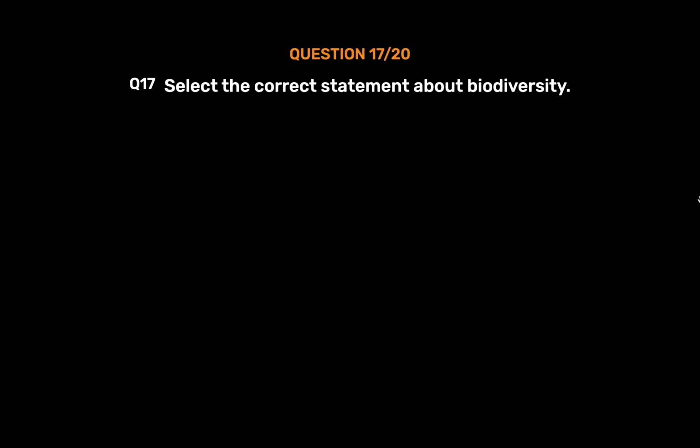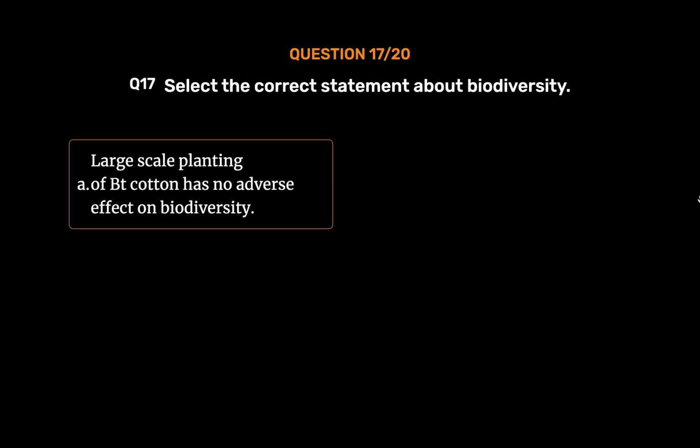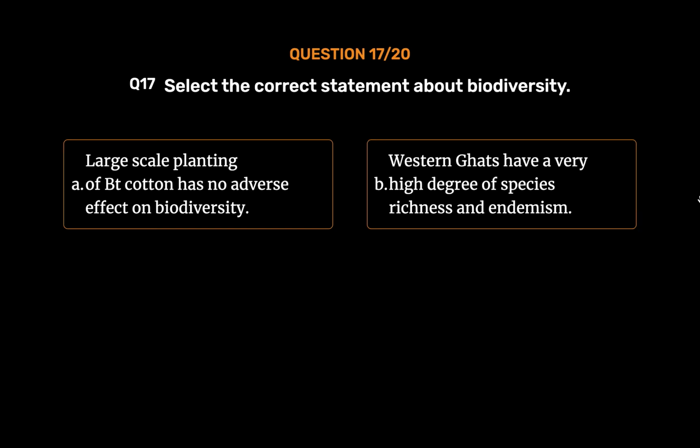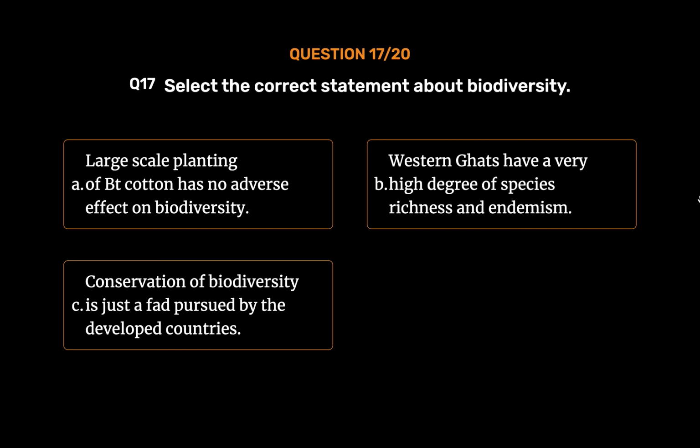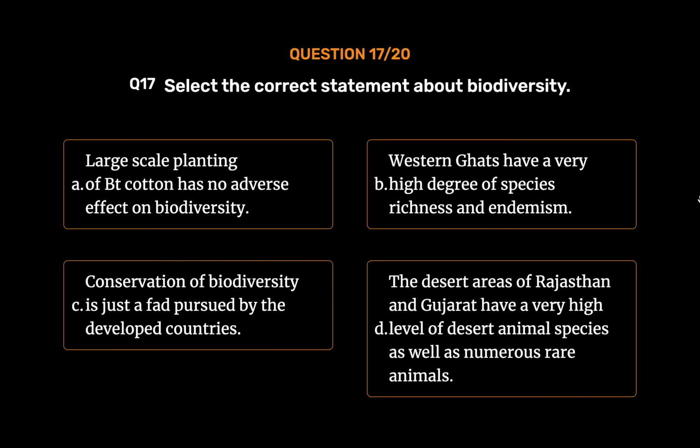Select the correct statement about biodiversity. Option A. Large-scale planting of Bt cotton has no adverse effect on biodiversity. Option B. Western Ghats have a very high degree of species richness and endemism. Option C. Conservation of biodiversity is just a fad pursued by the developed countries. Option D. The desert areas of Rajasthan and Gujarat have a very high level of desert animal species as well as numerous rare animals. The correct answer is Option B.